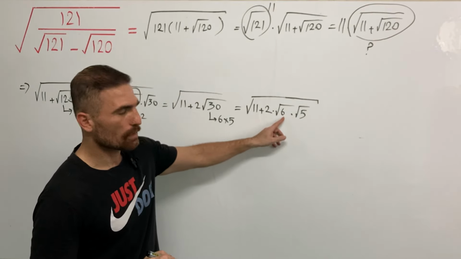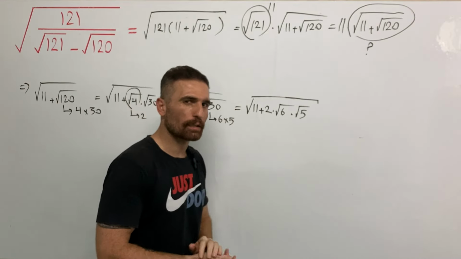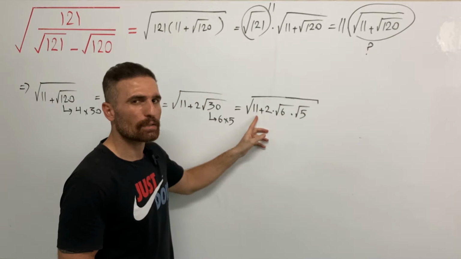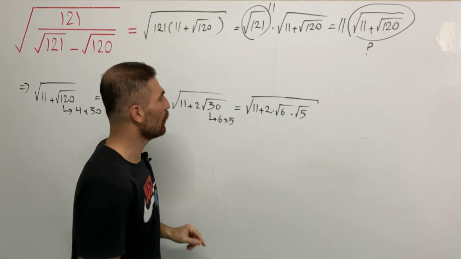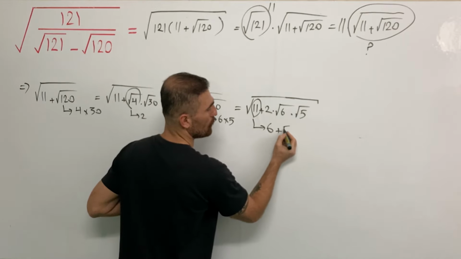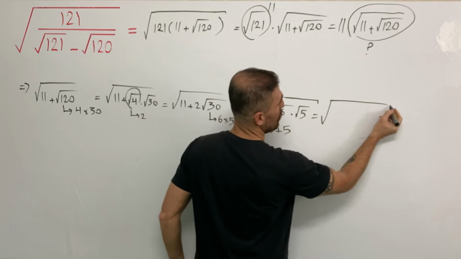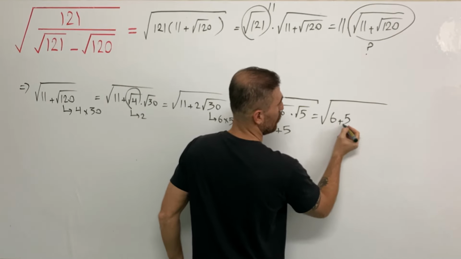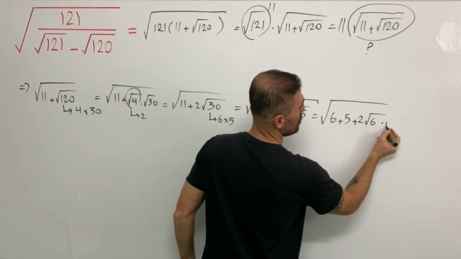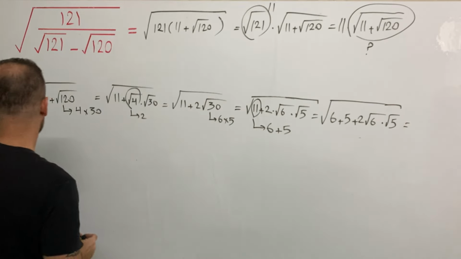Now, how can we continue the solution? We have 6, we have 5, we have 11. Can you guess the continuity of the solution? Right, 11 can be written as a sum of 6 and 5. This 11 can be written in the form of 6 plus 5. So I write here, it is equal to 6 plus 5 plus 2 times the square root of 6 times the square root of 5. But what is this?